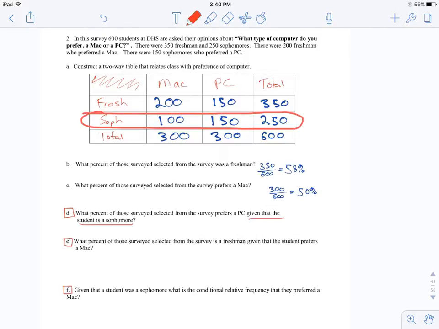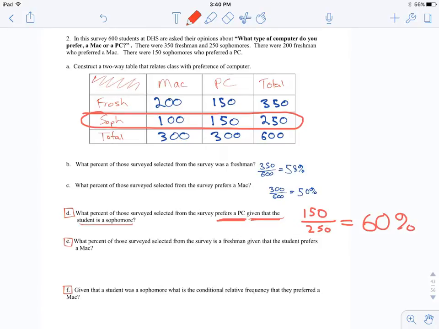So it says what percent of those students surveyed prefers a PC given that they're a sophomore. That means I'm looking at the sophomores that prefer PC, so that's 150, out of how many sophomores total? 250. When you calculate that out, that gives me 60%.